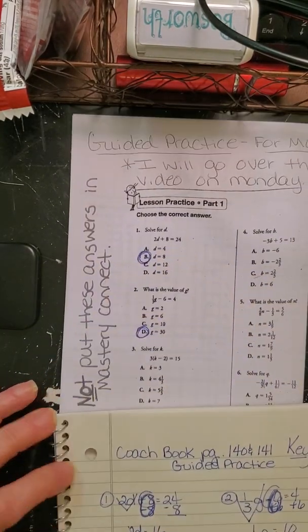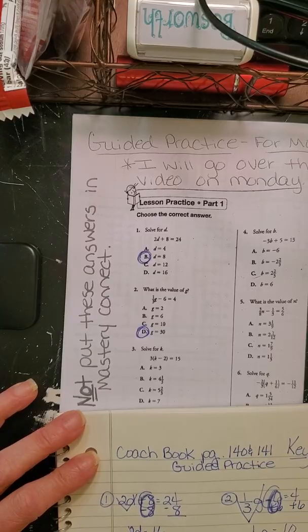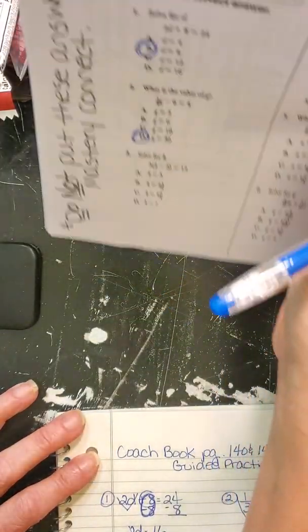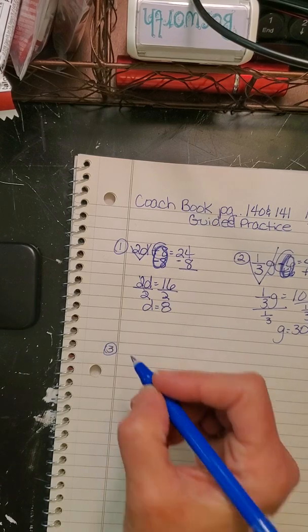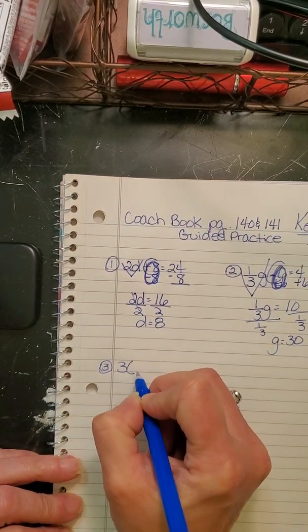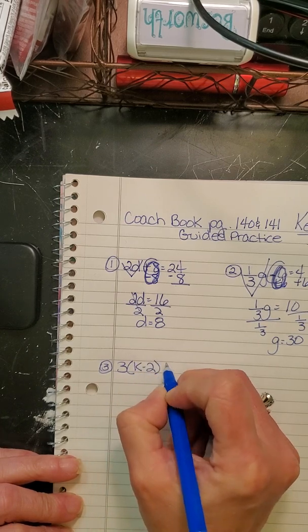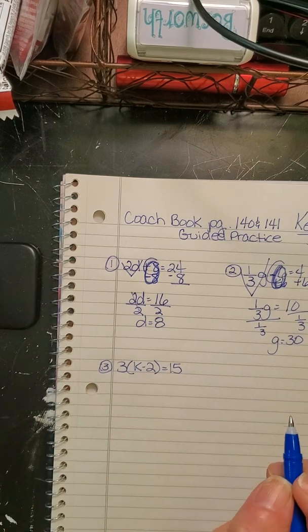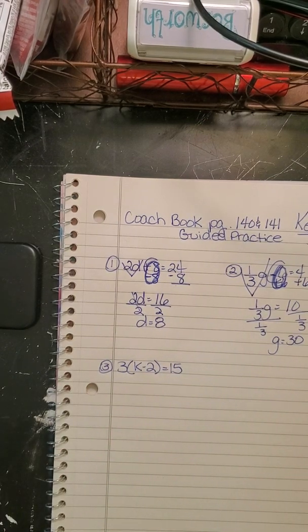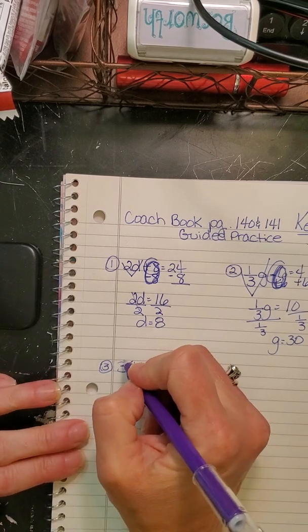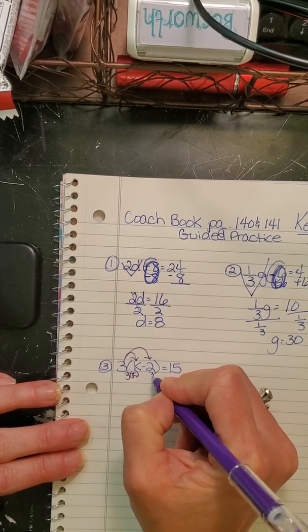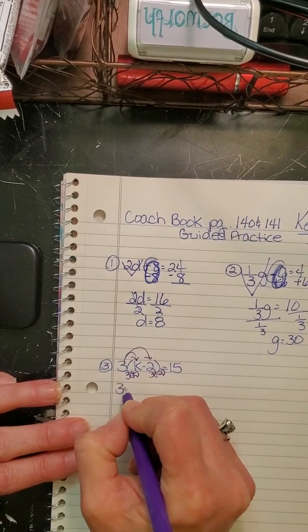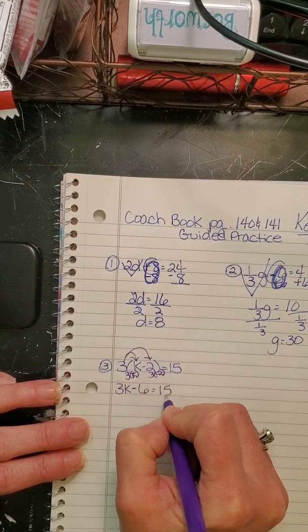Okay, number 3. I'll write it on here and then I'll move my paper up so you can see it. Let me just move this over. This is 3 times K minus 2 equals 15. So first we have to distribute because we don't have just a two-step equation. Remember I told you you got to have one C and one V. And we don't have a C and a V yet. So this is 3 times K, and this is 3 times a negative 2. So that gives me 3K minus 6 equals 15.